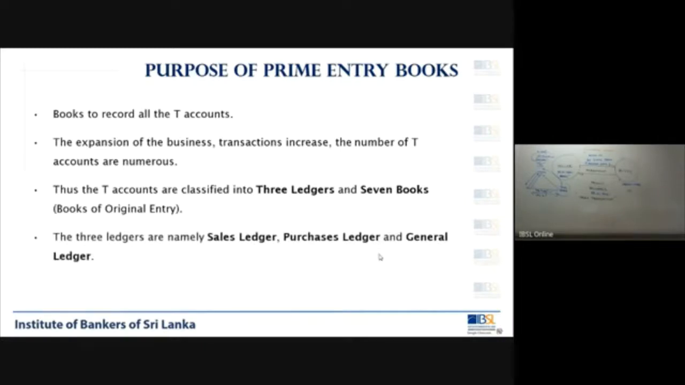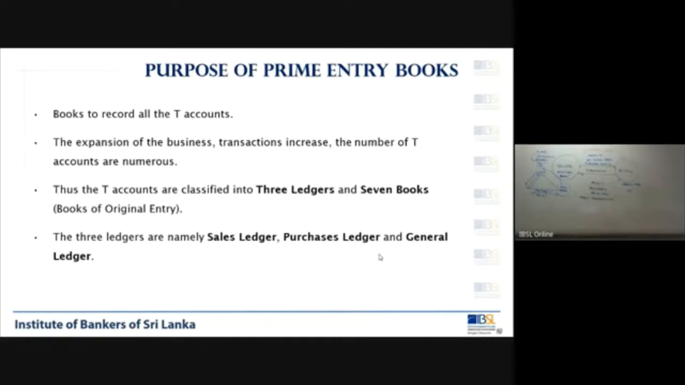So what are the 3 ledgers? For any business concern, there could be mainly 3 ledgers. One is your sales ledger, where you will capture all your sales related transactions. All sales that you do with your customers will be captured in the sales ledger. In the purchases ledger, all purchases that you do on behalf of your business will be recorded. All other transactions pertaining to your business will be recorded in the general ledger. So basically, there are 3 ledgers: sales ledger, purchases ledger, and the general ledger.